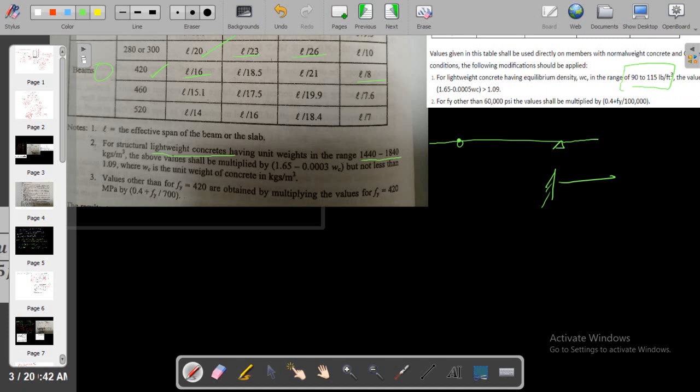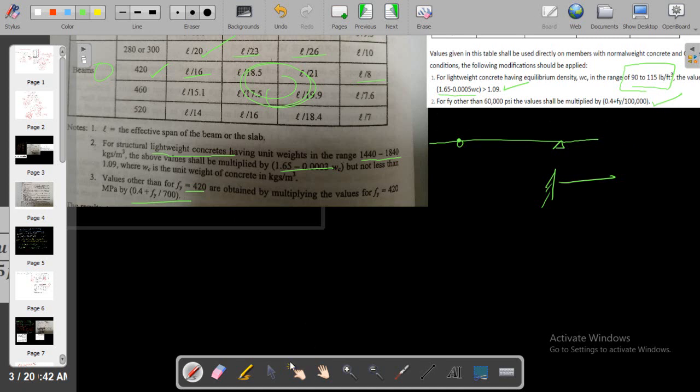You can see here this is lightweight concrete, and then you have to find this factor and multiply that factor with this value. Similarly, if the value is not 420, like if you are not using grade 60 steel, then for all other steel we have to multiply the values which we got right here by this factor, right? While in US customary units, you can see here the 700 will be replaced by 100,000. And this factor value should not be less than 0.65, or you can say 9%.